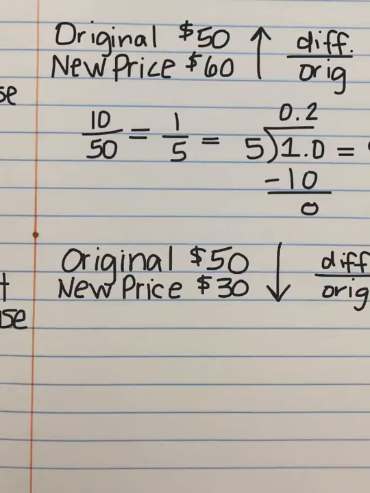What is 50 minus 30? 20. And the original is 50. So now we have 20 over 50. Can I reduce that? Yes. What would that be reduced to?